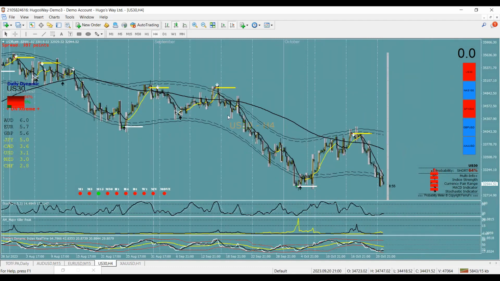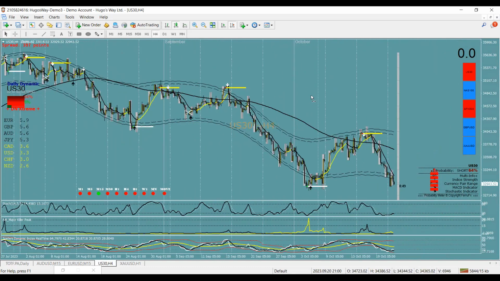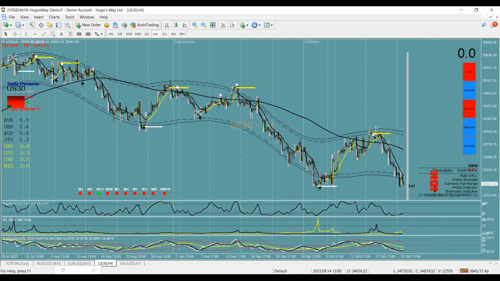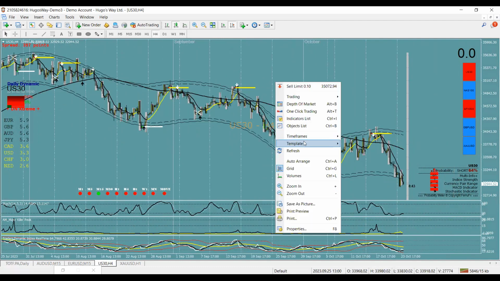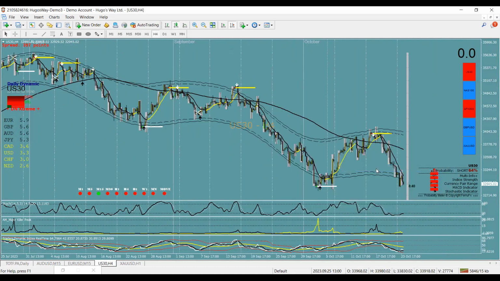It's the same thing. You should have a 200 linear weighted moving average on your chart, right? So there's really no big change to the Boss Money template, right? And then that's it, guys.